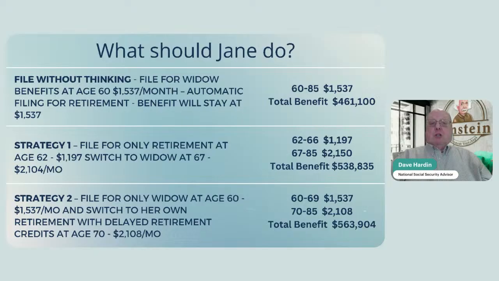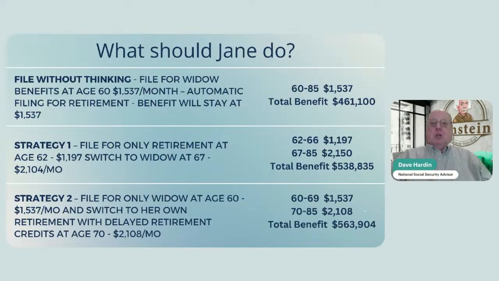Strategy one is a little better. We say, hey, you're working. You're making $40,000 a year. Work 2 more years and then take your own benefit. That's $1,197. It's less, but look, if you take that, then the survivor benefit is still there, and you get the full amount when you reach age 67.